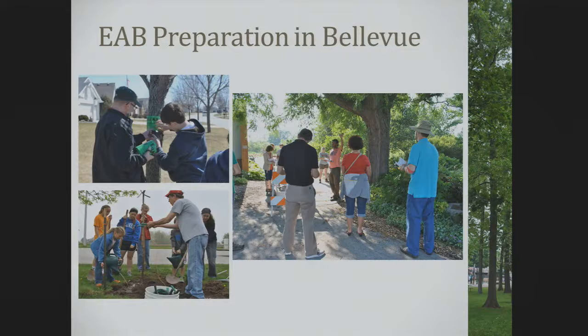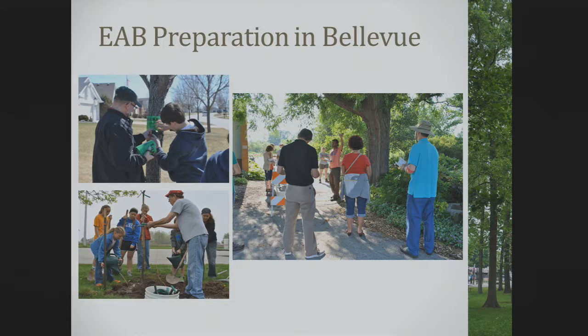So here are just some pictures of the preparation that went ahead in Bellevue in order to prepare for our readiness plan and to get the ball moving. The first picture is from our Green Ribbon event, where we just wrapped the public ash trees in the village with a green ribbon that said EAB kills, just to let residents know that they had ash trees and that was an issue that was coming.